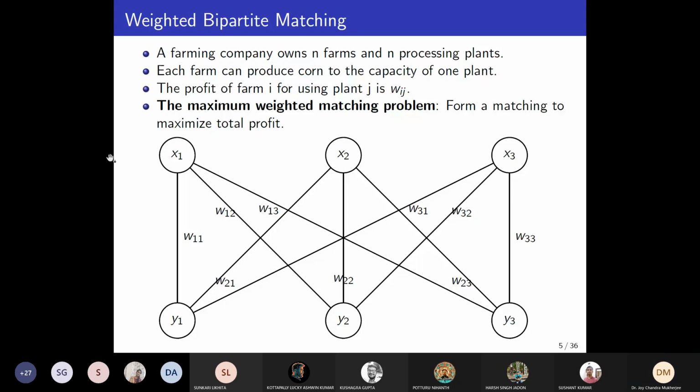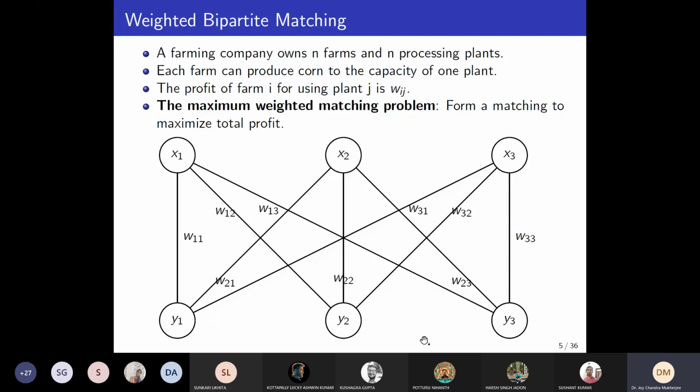Suppose X1 with Y2, X2 with Y1 and X3 with Y3 is the best possible combination to get the highest profit. Now the government says too much corn is being produced, so don't produce it. If the government gives the company no compensation, in that case the company will bear the loss. So the government has to give some compensation to the company, and what should that compensation be? It should be greater than or equal to the profit that is made by the company itself while using the plants, by different farms.